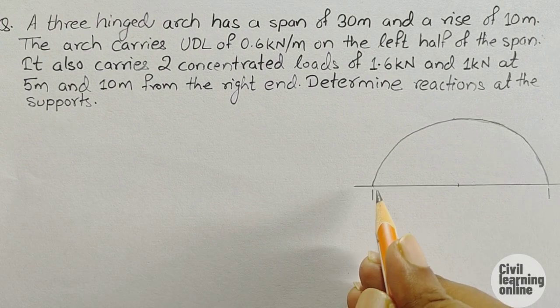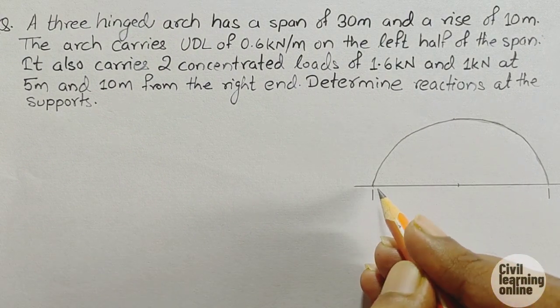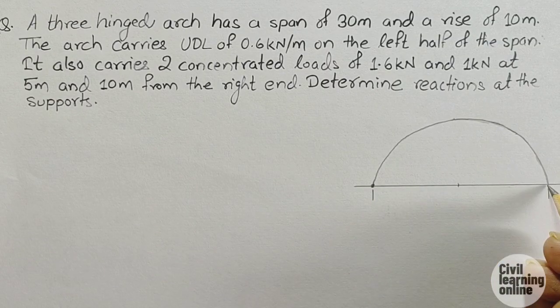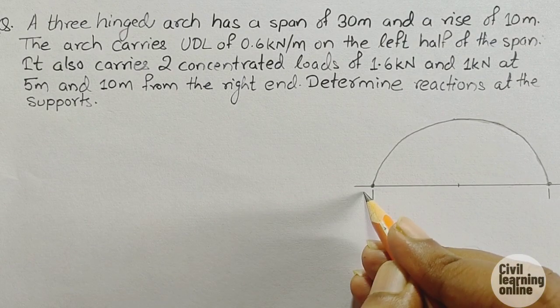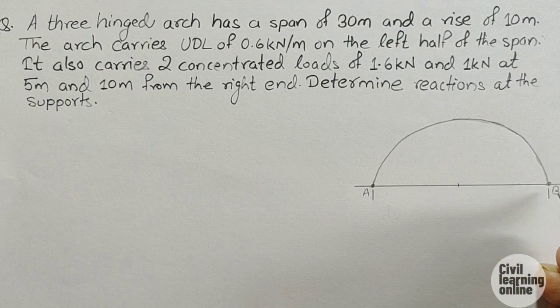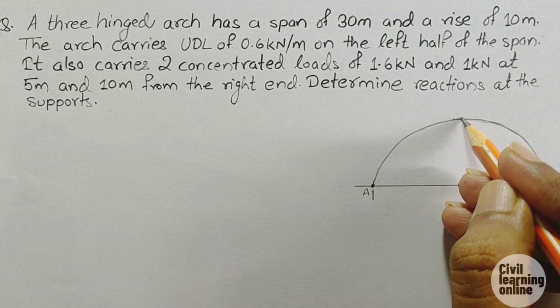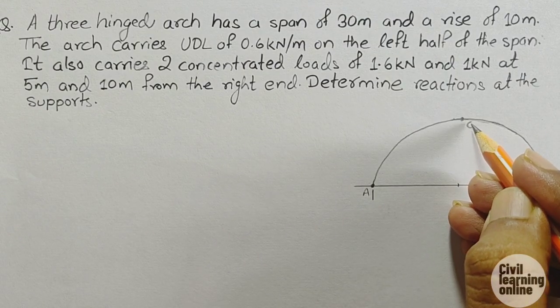So here is a three-hinge arch. A three-hinge arch basically has three hinges. Suppose two hinges are at the supports, namely this is A and this is B, and the third hinge is at the crown here, and let us name it as C.